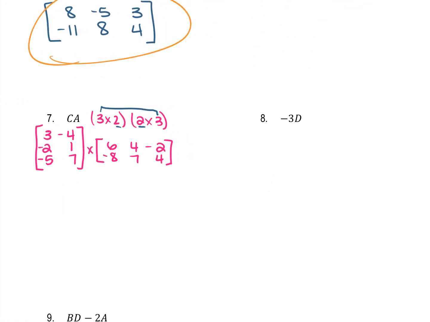We're going first row by first column first. So we do 3 times 6, which is 18. -4 times -8 is 32. Add those, that gives you 50. That's going to be your first number. So it's 3 times 6, then -4 times -8. Numbers in the first row times the numbers in the first column, and you add them all up.